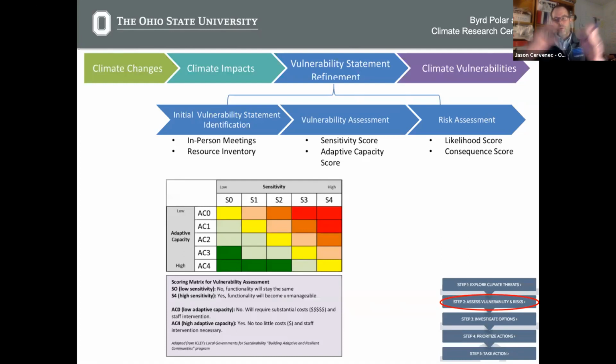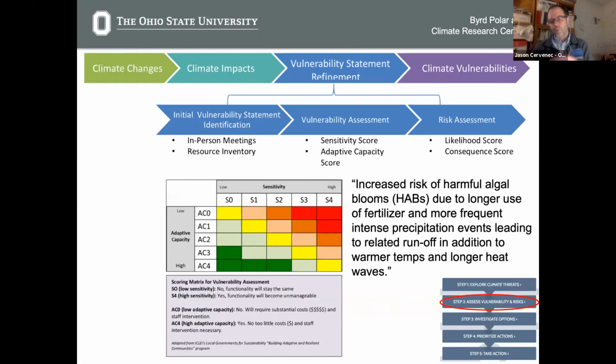And so what you see this creates is a matrix with the upper right hand being red, things that are of great concern because we're very sensitive, we don't have a lot of ability to respond. And on the lower left hand, things that are not as sensitive and we have a lot more ability to respond to. And we plotted all of these items on this matrix.